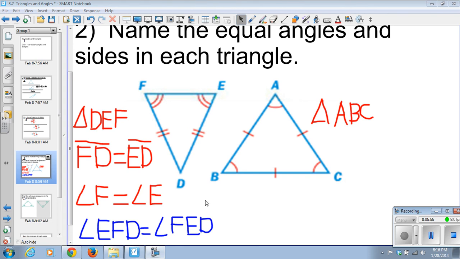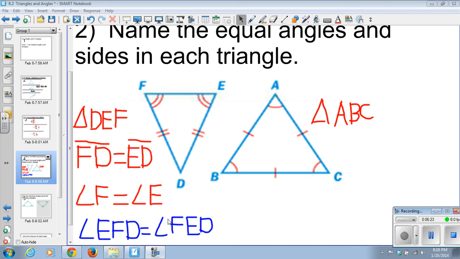We could also use all three letters to identify an angle measure, as long as the vertex of the angle is the middle. So angle F, which is right here, could also be called angle EFD. Or I guess we can call it DFE, as long as the vertex, which is F, is right in the middle. So these are the same.